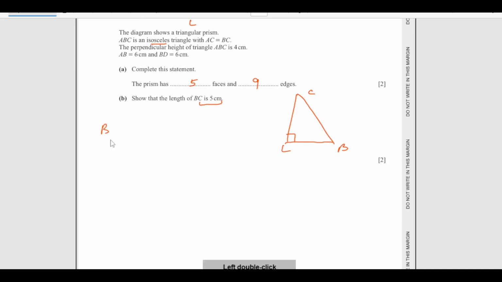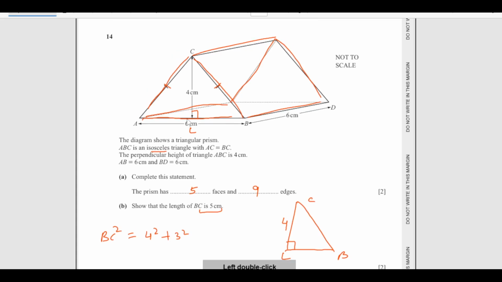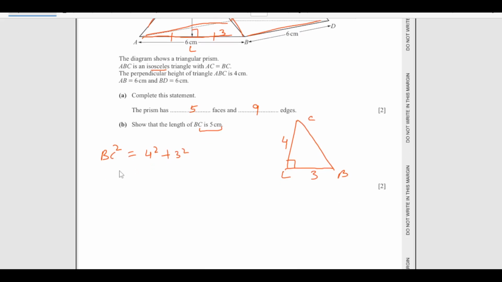So then BC squared by Pythagoras theorem is 4 squared plus 3 squared. We have this is 4 and half of this 6. This is perpendicular. If you draw a perpendicular on the base of isosceles triangle, this is going to divide it to half and half. So this is 3 centimeter. So 4 squared plus 3 squared is 16 plus 9, which is 25. So BC is square root of 25. So plus minus 5, we will have answer only 5 centimeter, because our length cannot be negative. So that's what we have shown here. That was the question.